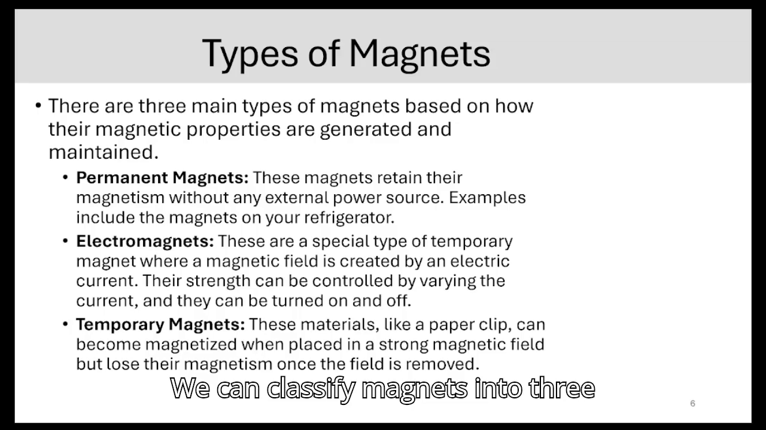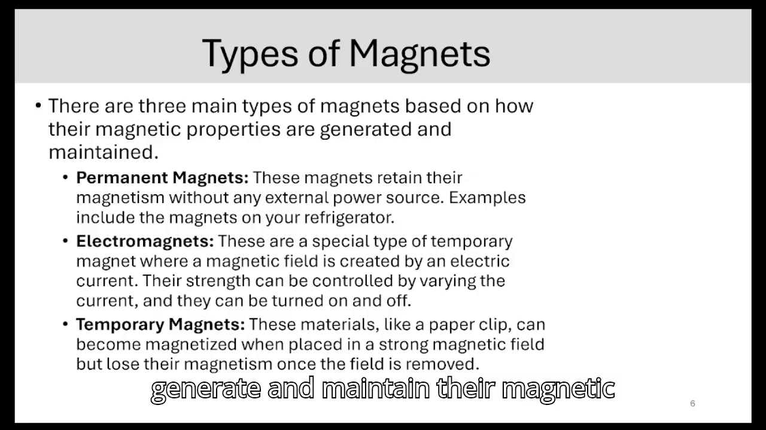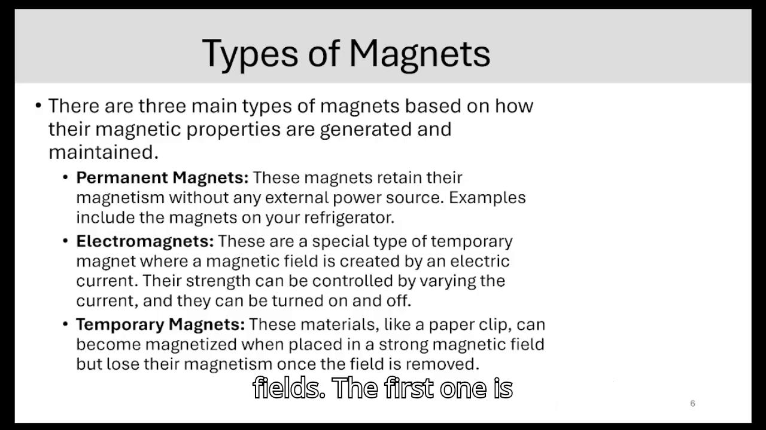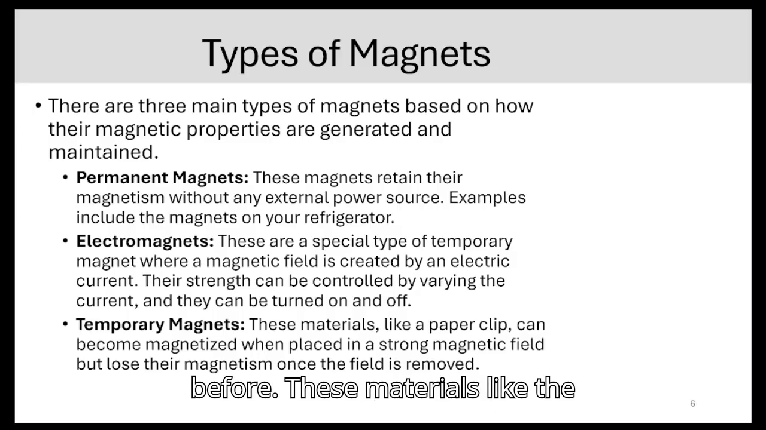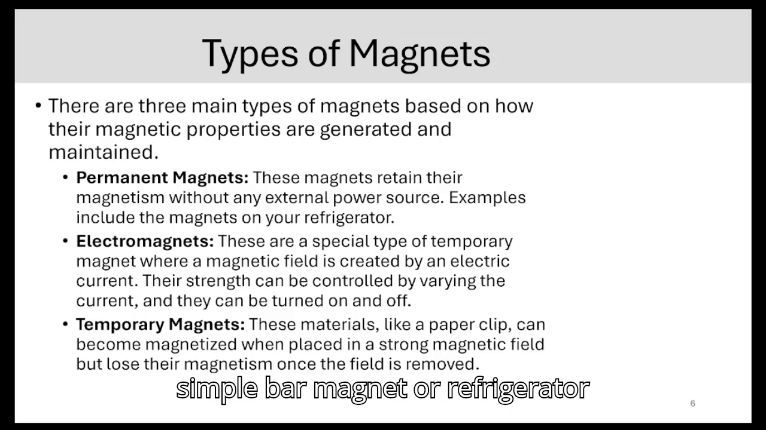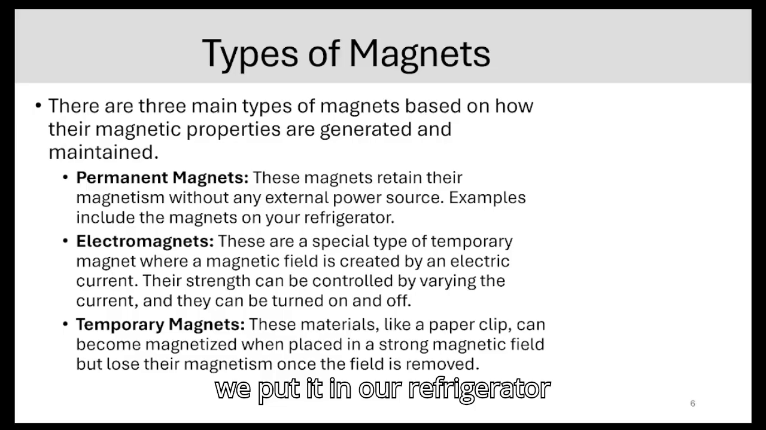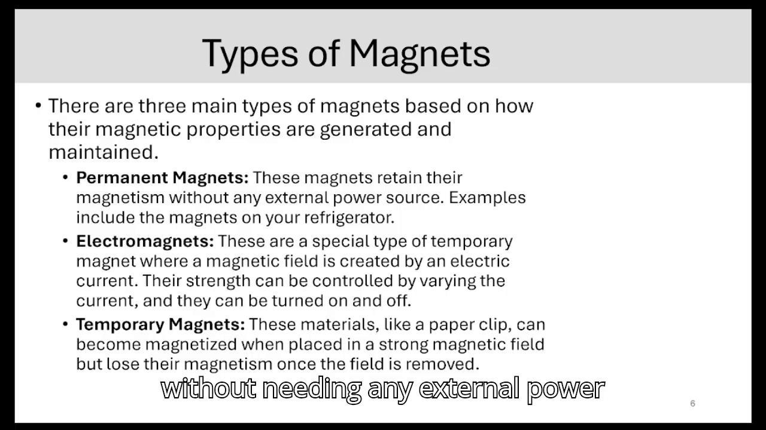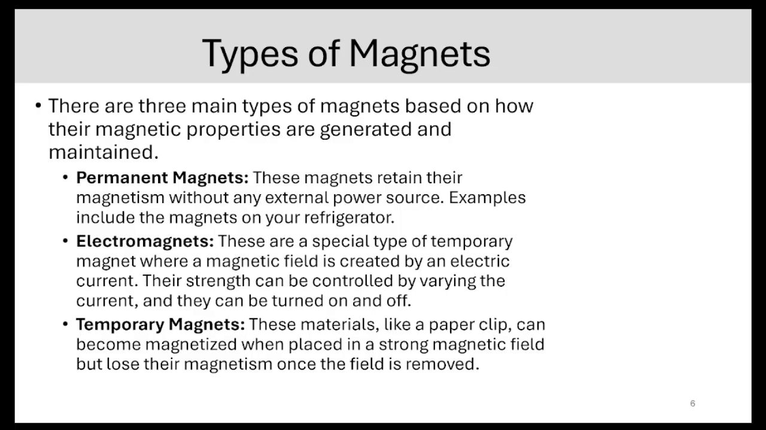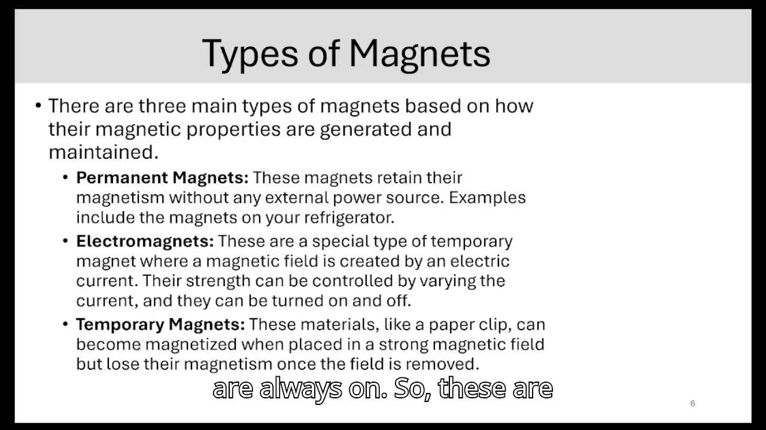We can classify magnets into three functional types based on how they generate and maintain their magnetic fields. The first one is permanent magnets, like we just talked about before. These materials, like the simple bar magnet or refrigerator magnets we put on our refrigerator, retain their magnetism indefinitely without needing any external power source. In one word, we can say these magnets are always on. So these are permanent magnets.